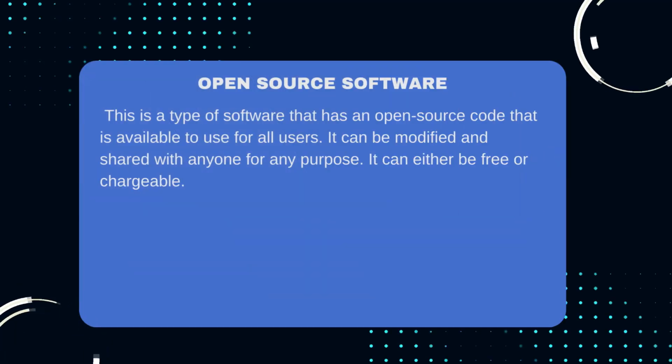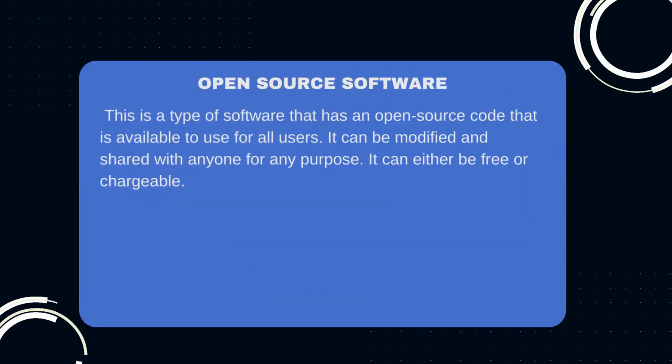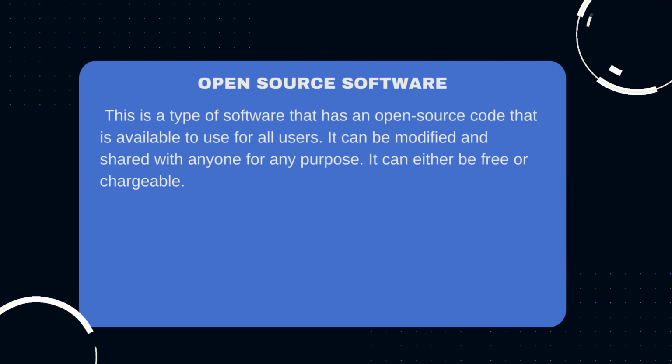Another classification is open source software. This is a type of software that has an open source code that is available to use for all users. It can be modified and shared with anyone for any purpose. It can either be free or chargeable.